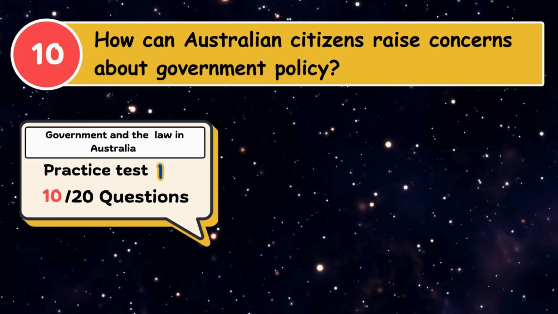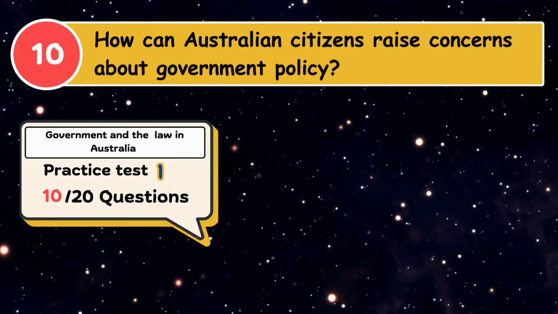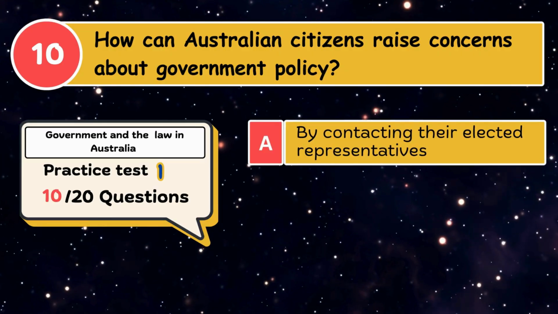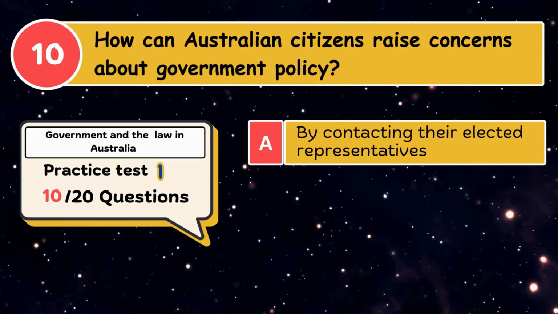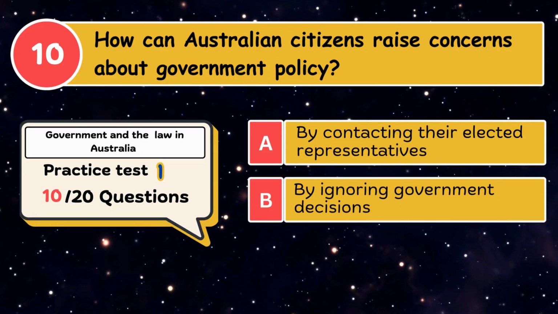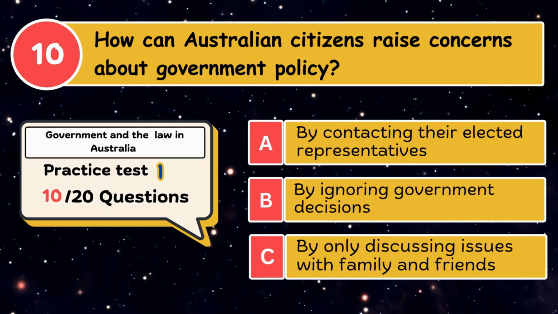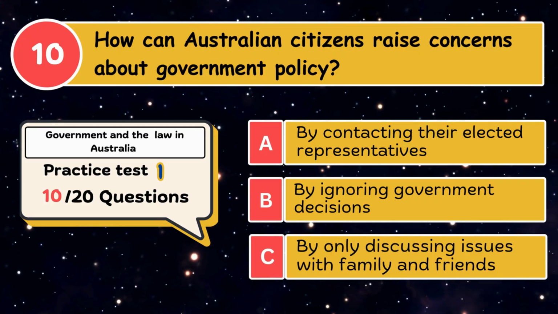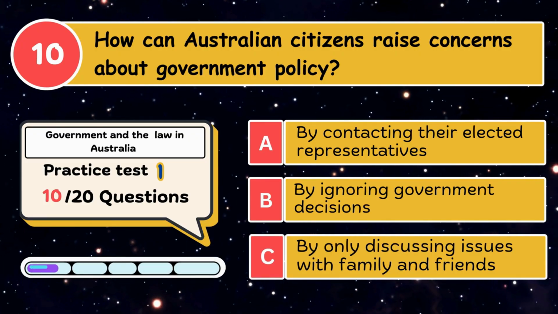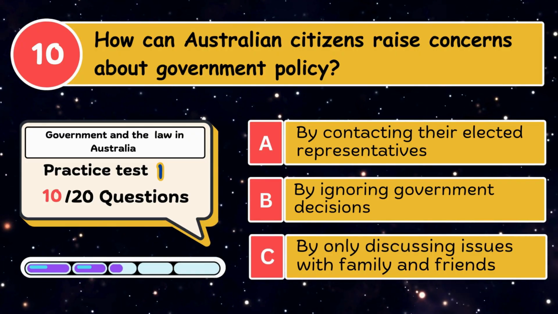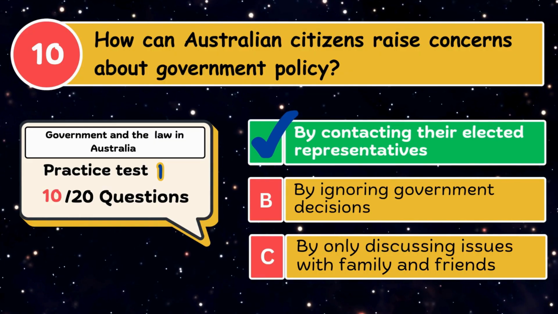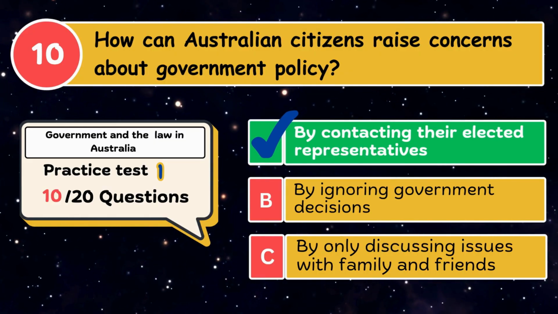How can Australian citizens raise concerns about government policy? A. By contacting their elected representatives. B. By ignoring government decisions. C. By only discussing issues with family and friends. The correct answer is by contacting their elected representatives.